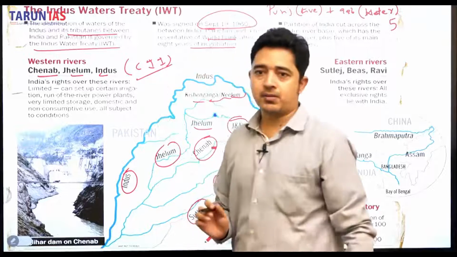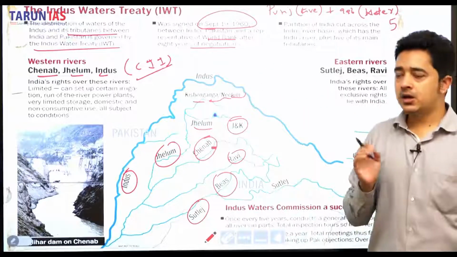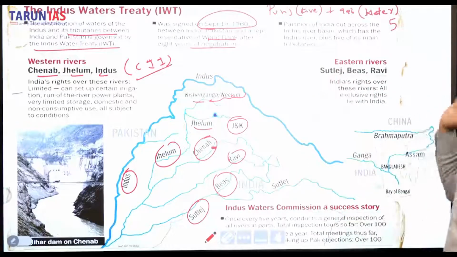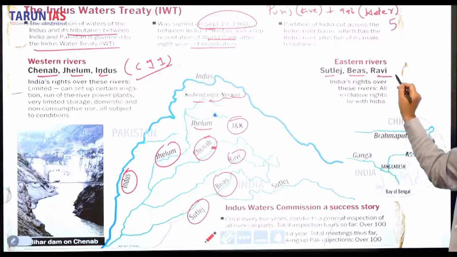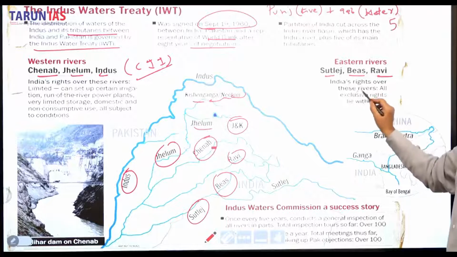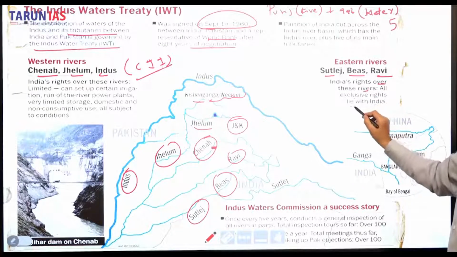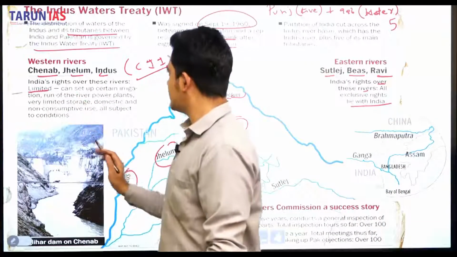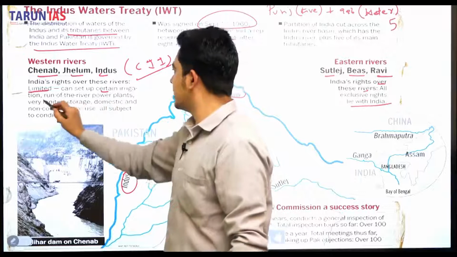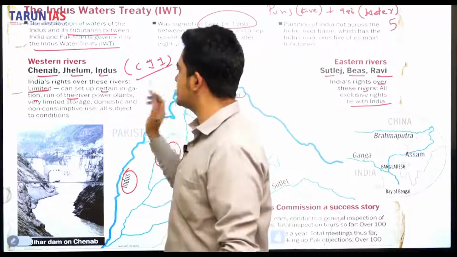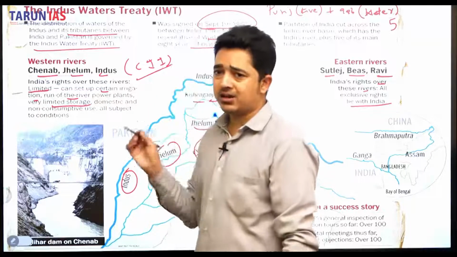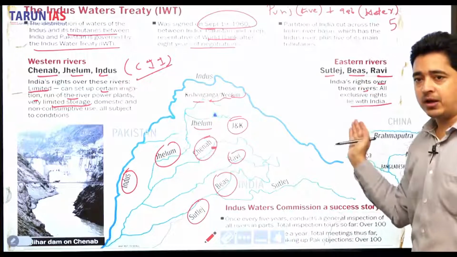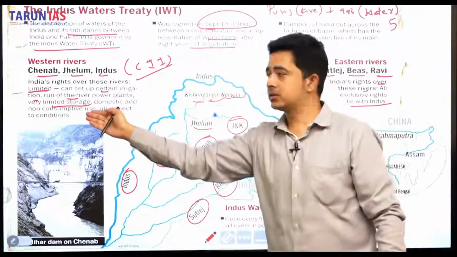So that trick is important because the Chenab, Jhelum and Indus rivers, the western rivers, are a part of India's rights, and over the eastern rivers like Satluj, Beas and Ravi, India's rights are all exclusive. And India's rights over the western rivers are limited, which means we can set up certain irrigation, run-of-the-river power plants, and take very limited storage, because India has rights over the western and eastern rivers, but only certain rights over these.